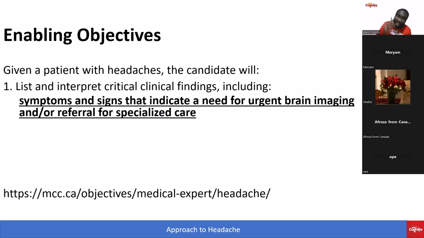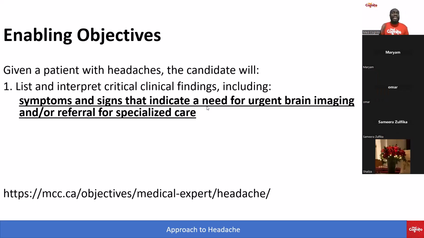Now, after the rationale and the key objective, you realize that then they take you to what you call an enabling objective. The first enabling objective says something interesting. It says that given a patient with headaches, the candidate will list and interpret critical clinical findings, including symptoms and signs that indicate a need for urgent brain imaging and a referral for specialized care. This is the first enabling objective they start with. So if you are studying the concept of headaches, you've got to make sure that you are hitting the bullseye. This is not a time to do a laissez-faire reading. This is a time to go straight. It looks like from the rationale to the key objective to the enabling objective, the medical council is hitting on serious causes of headache.